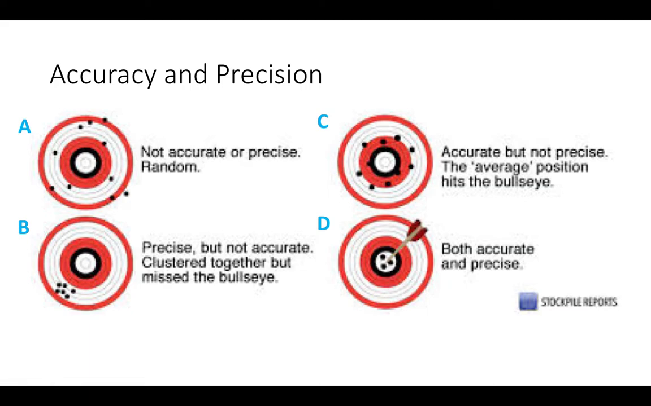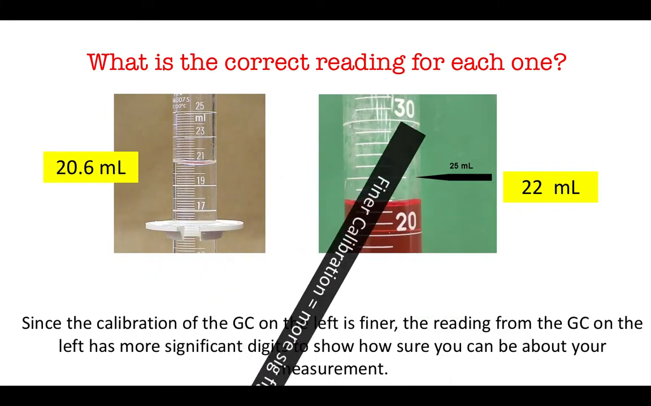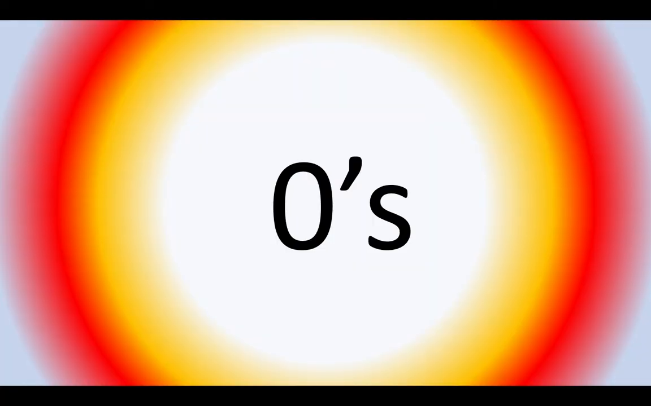multiple times. If we look at this, remember that the calibration of the tool affects the readings, so a finer calibration means more significant figures. When we're dealing with significant figures, the big thing is to know whether or not to count zeros. That's part of what these rules will tell us about.